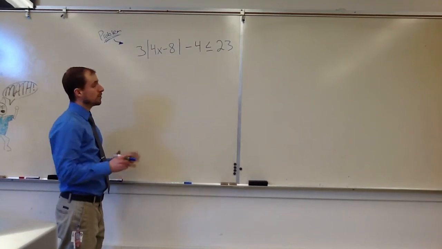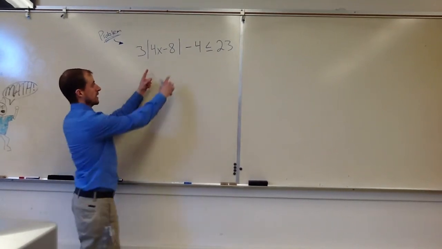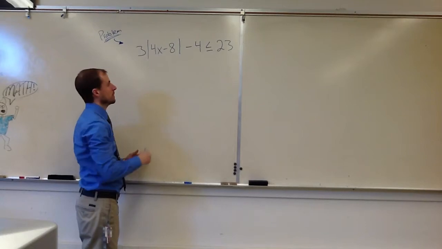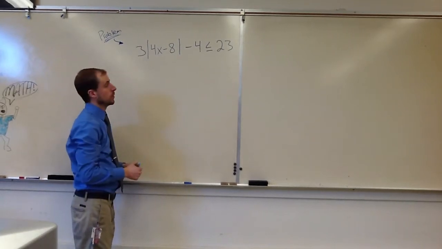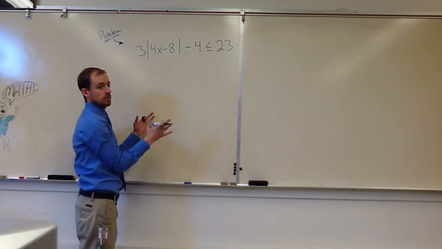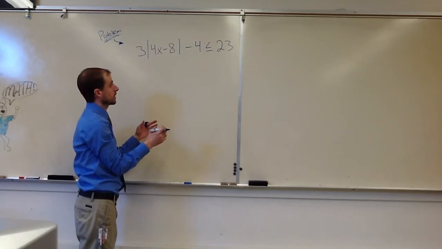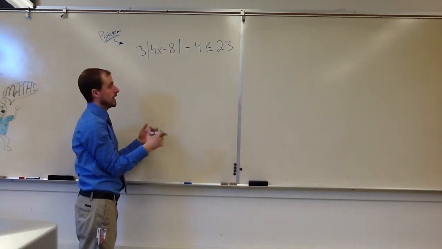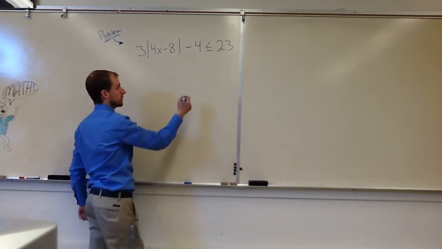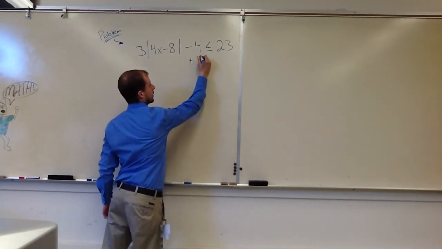So I'm treating this as if they're parentheses, except I'm not going to distribute this 3 through. What I'm going to do is get the absolute value by itself. Kind of like I isolate a variable, now I'm just getting the absolute value by itself. So I'm going to add 4 to both sides.